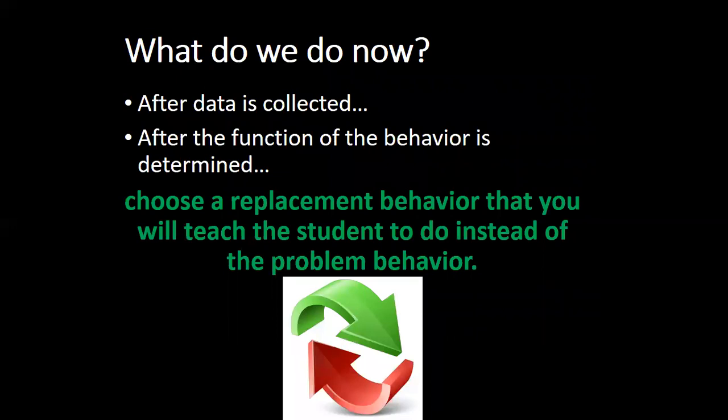So what do we do now? Well, once we determine a pattern in the function of the problem behavior based on data, of course, we then need to choose a replacement behavior to teach the student what to do instead. This replacement behavior should meet or serve the same function as the problem behavior.